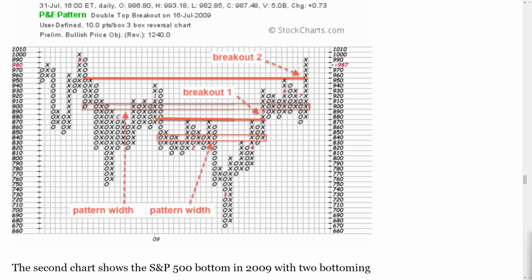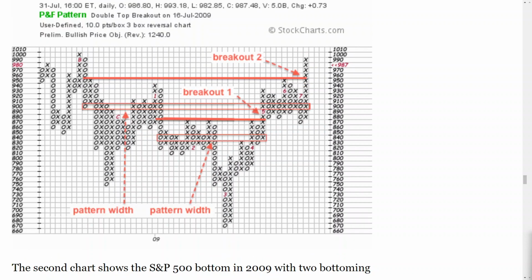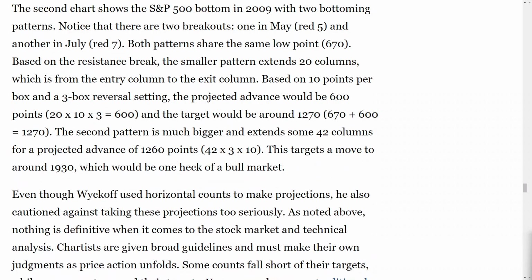The second chart shows the S&P 500 bottom in 2009 with 2 bottoming patterns. Notice that there are 2 breakouts, one in May, red 5, and another in July, red 7. Both patterns share the same low point, 670. Based on the resistance break, the smaller pattern extends 20 columns, which is from the entry column to the exit column. Based on 10 points per box and a 3-box reversal setting, the projected advance would be 600 points, 20 by 10 by 3 equals 600, and the target would be around 1270, 670 plus 600 equals 1270.